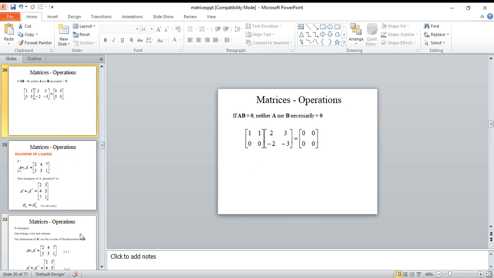Next, if AB equals 0, neither A nor B is necessarily 0. Suppose A is [1 1; 0 0] and B is [2 3; -2 -3]. This gives 0, 0, 0, 0. First row with first column: 1 into 2 is 2, 1 into minus 2 is minus 2, 2 minus 2 is 0. Next, first row with second column: 1 into 3 is 3, 1 into minus 3 is minus 3, 3 minus 3 is 0. The second row is 0, so the total is 0.